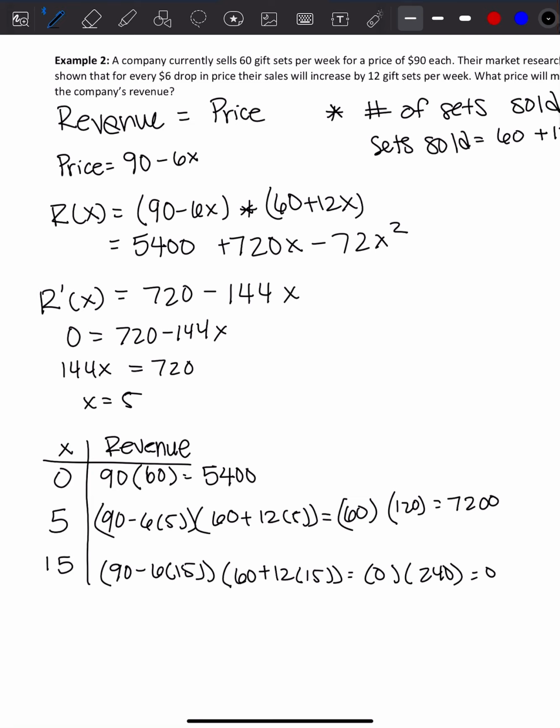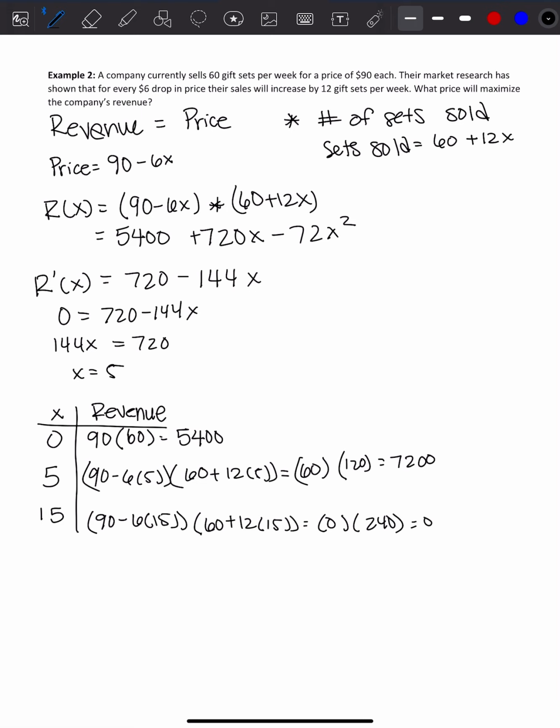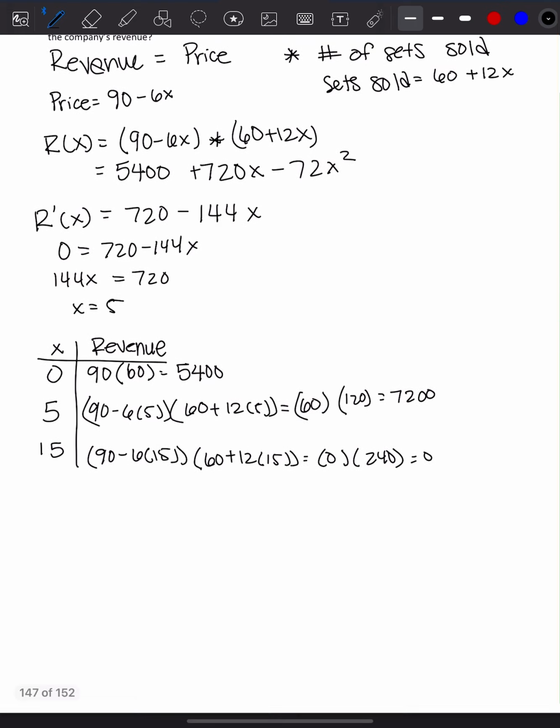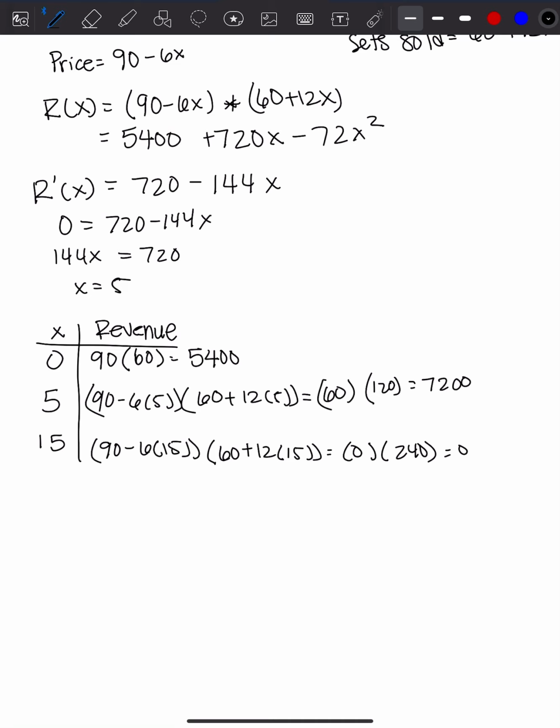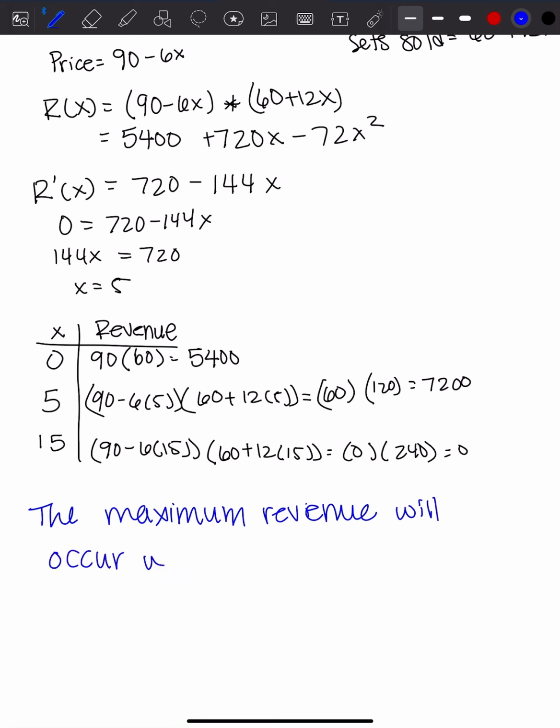So now that we've for sure decided that it's a maximum, it says what price will maximize the company's revenue. So what price? We want to use the price equation. So we just did that here. We're looking at this piece here. When we simplified it, it gave us 60. So that's the answer to our problem. So the maximum revenue will occur when the price is $60.